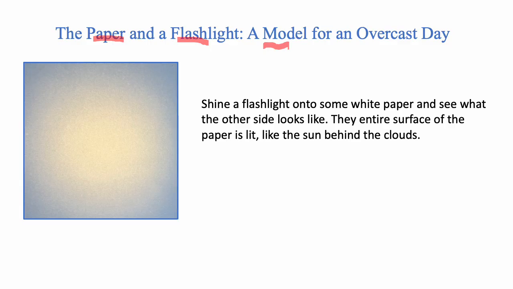So here we shine a flashlight onto some white paper and then look at the other side. And the fibers of the paper act like millions of tiny mirrors that bounce the light in every direction. And by the time the light reaches the other side, it isn't just coming from any single point, it's coming from the entire surface of the paper. And this resembles a light overcast day where the sun is behind the clouds.